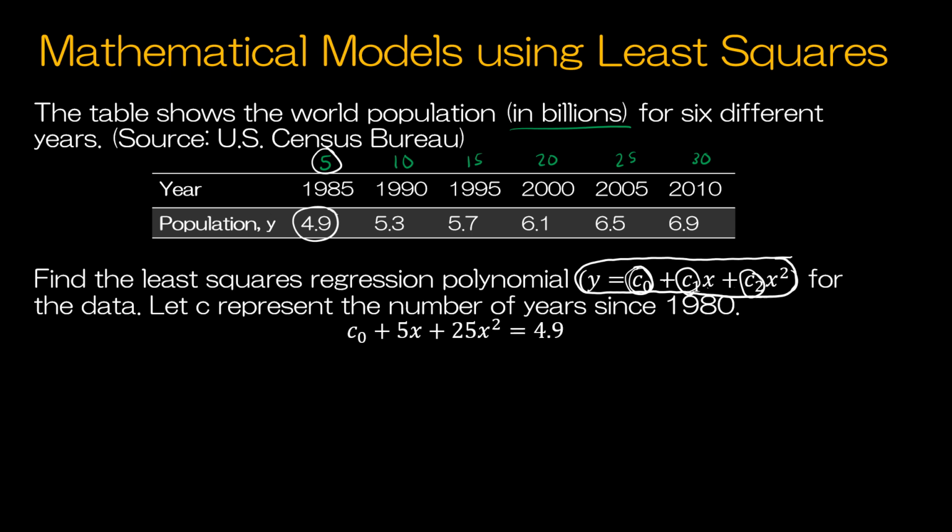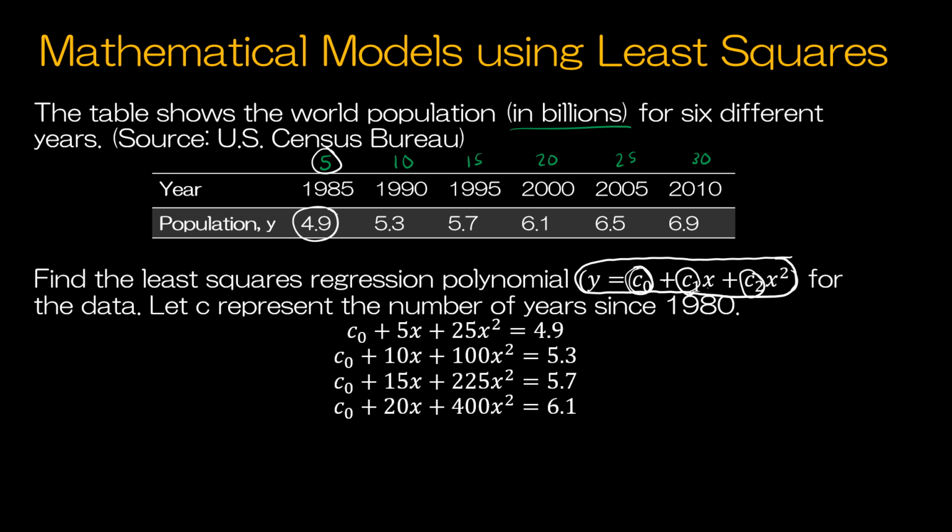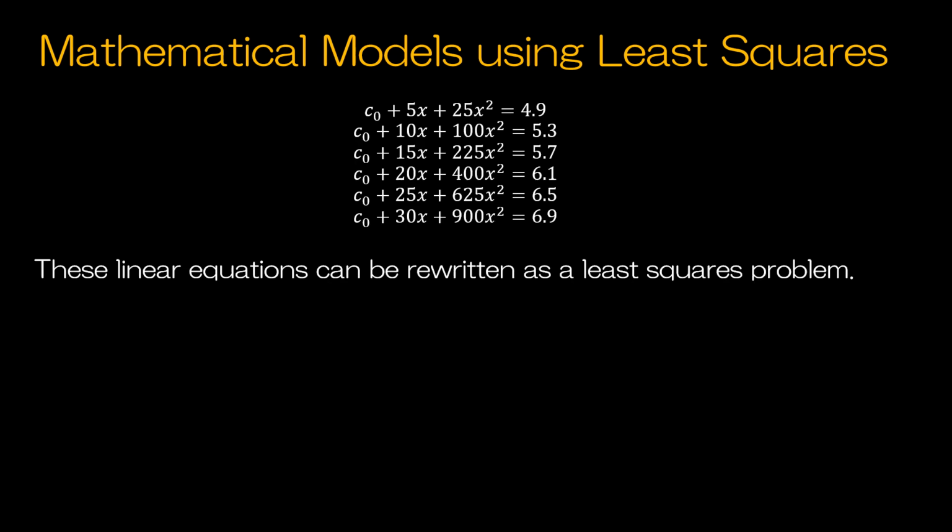And then we're going to set it equal to 4.9. So we're using the 5, we're using the 4.9. And then we're going to continue for 10, 15, 20, 25, and 30. So you can see now that we have a system of 6 equations. We're now going to take those 6 equations and rewrite it as a least squares problem.